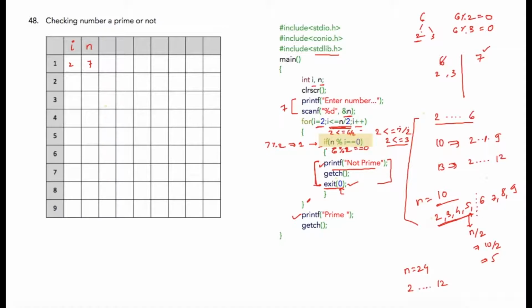So this if block will be skipped and then the value of i will be incremented to 3. Then the condition will be checked as 7 modulus 3, which is again 1, which is not 0. Again the statements inside the if block are skipped and then i will be incremented to 4, but the for condition will not be true because we are checking 4 less than or equal to n by 2, that is 7 by 2, and we have checked it over here, it is 3. So the condition is 4 less than or equal to 3, which is a false condition. Hence the for loop will get terminated and the compiler will print that it is a prime number, and that will complete your program.